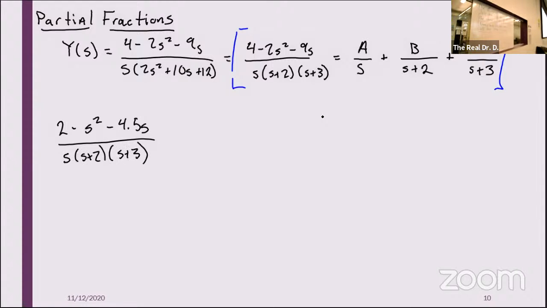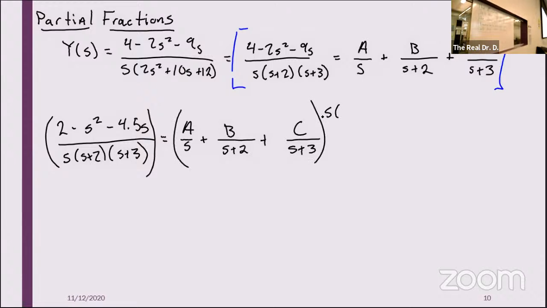Do you have to do that to start with? No. You could keep the 2 there and multiply through by everything. That's fine. I just like to do that. And this is equal to A over s plus B over s plus 2 plus C over s plus 3. It's going to be a little cleaner because I'm going to multiply through by this denominator now. So let me show this. We will multiply both sides. I'm not going to have enough room to write it on the one side.